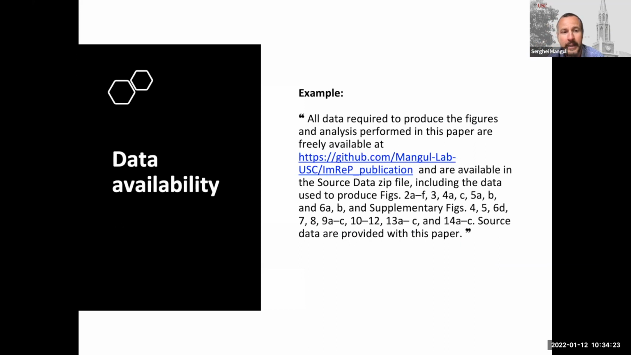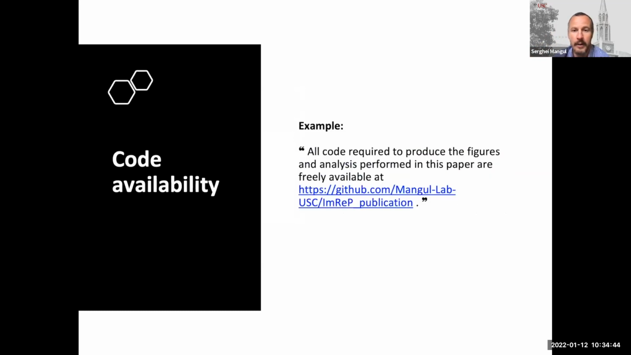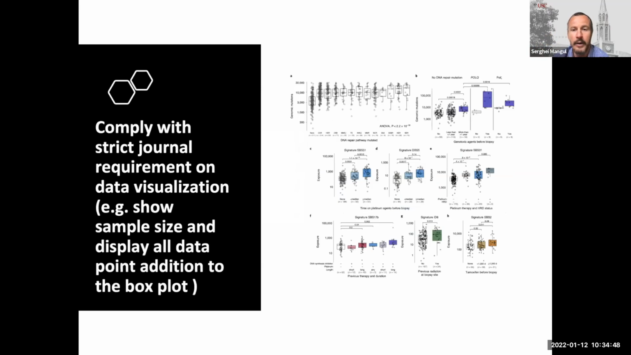Okay, so an example, right? Data availability: all data required to produce the figures and analysis performed in this paper are freely available. This is our paper, the IMREP publication. And we even say the exact panels, the exact figures you need the data for. So everything is really reproducible. Okay, code, yeah, so like this, right?